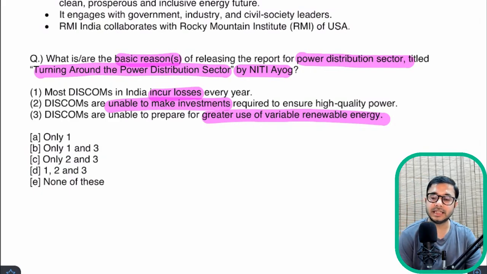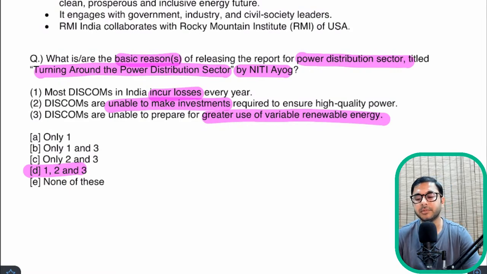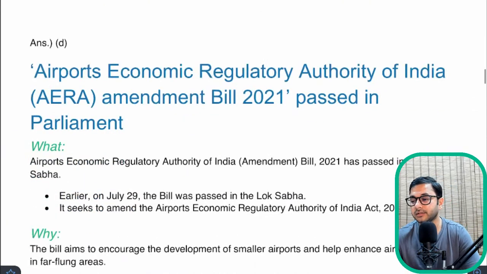Everybody is saying option D, that is 1, 2 and 3 all are correct. Yes, you are perfectly right. The answer is option D. All three are the reasons behind coming out with this report. Logical question. Okay, logical question aapne nahi bhi padha hai, and if you are aware about the Uday scheme, toh bhi aap isko answer kar sakte ho. That is what I feel. Okay, next question dekhte hain.